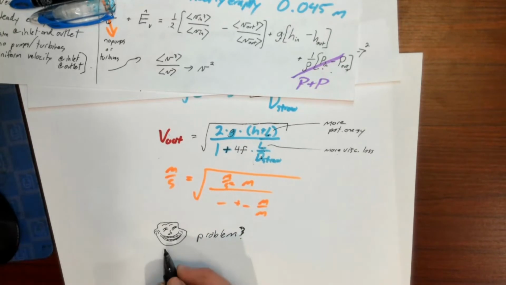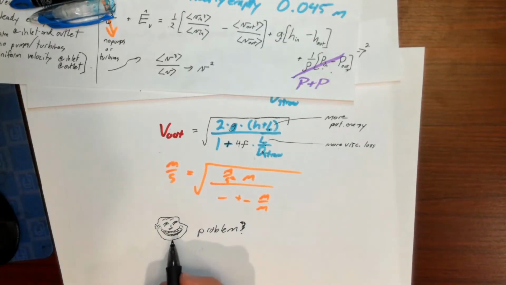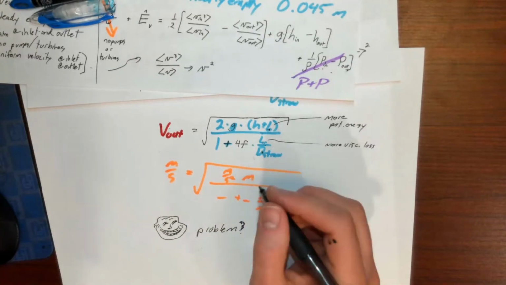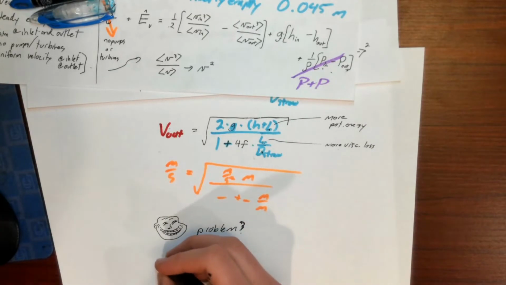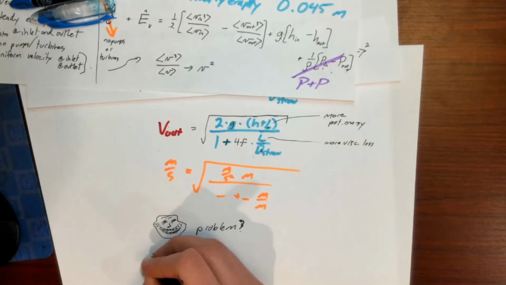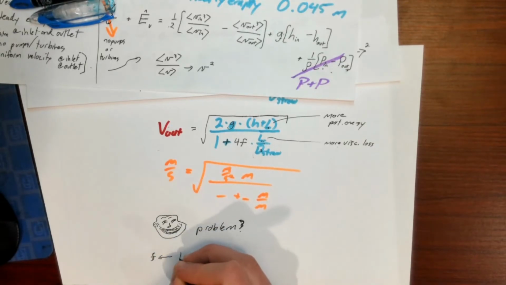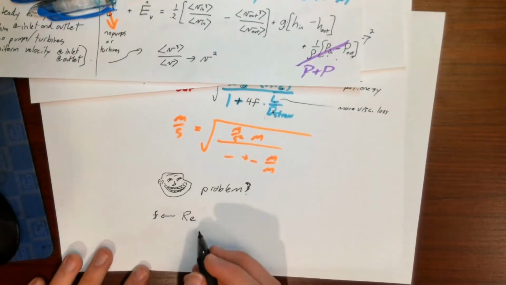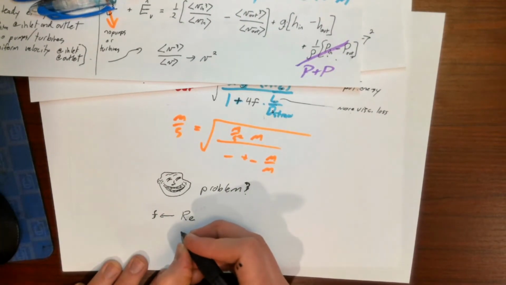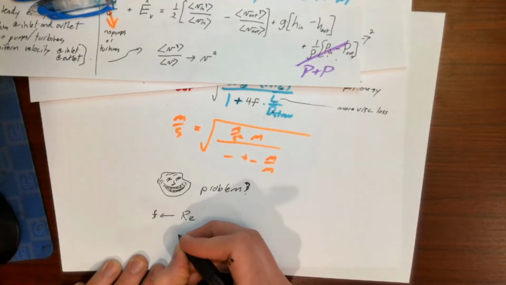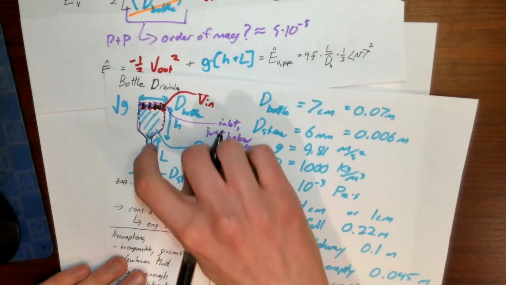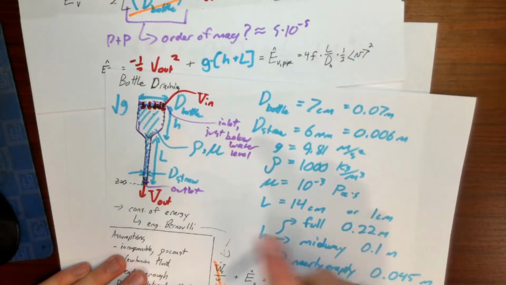Problem? Again, my memes are mostly 2008 era. It's an old meme, but it definitely checks out. Is there a problem? Well, yeah. If you dust off the notes from last time, friction factor depends on Reynolds number. Reynolds number depends on the velocity of the fluid in the tube. And the velocity of the fluid in the tube is Vout.